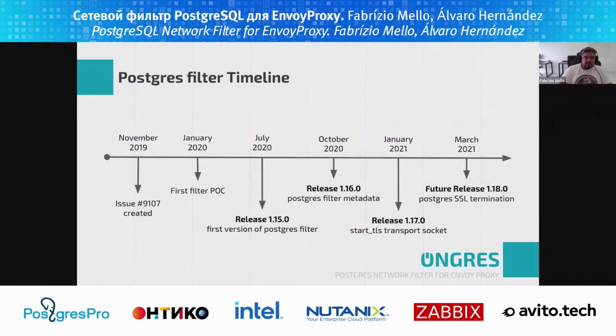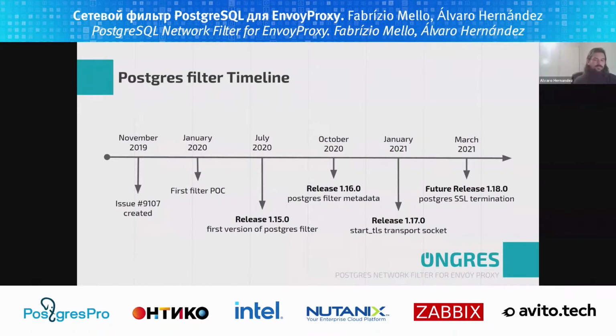This is a small timeline. On November 9, 2019, this issue was created. The first POC of the network filter was in January 2020. In July 2020, we had the first version released in 1.15. After that, last October, we had release 1.16, with filter metadata, the ability to produce metadata from the Postgres filter. We have a very important use case here that Álvaro will talk more about later.